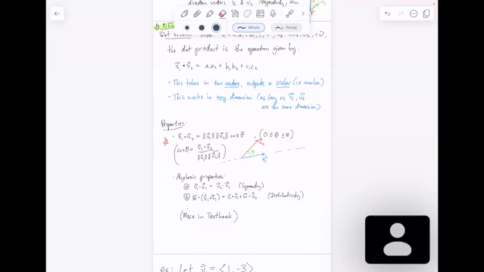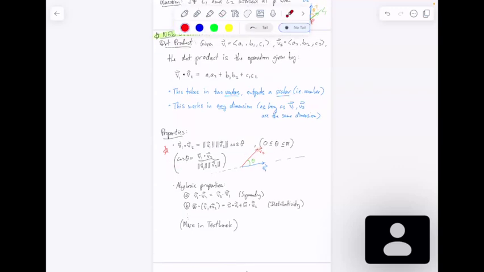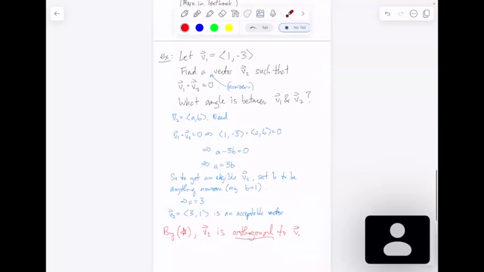In other words, if I give you two arrows in 3D, then you could put a piece of paper to it such that the arrows are lying flat on the sheet of paper. You could draw an angle between those arrows, and that angle is going to be this angle theta, and everything here still holds in 3 dimensions. So let's do an example.